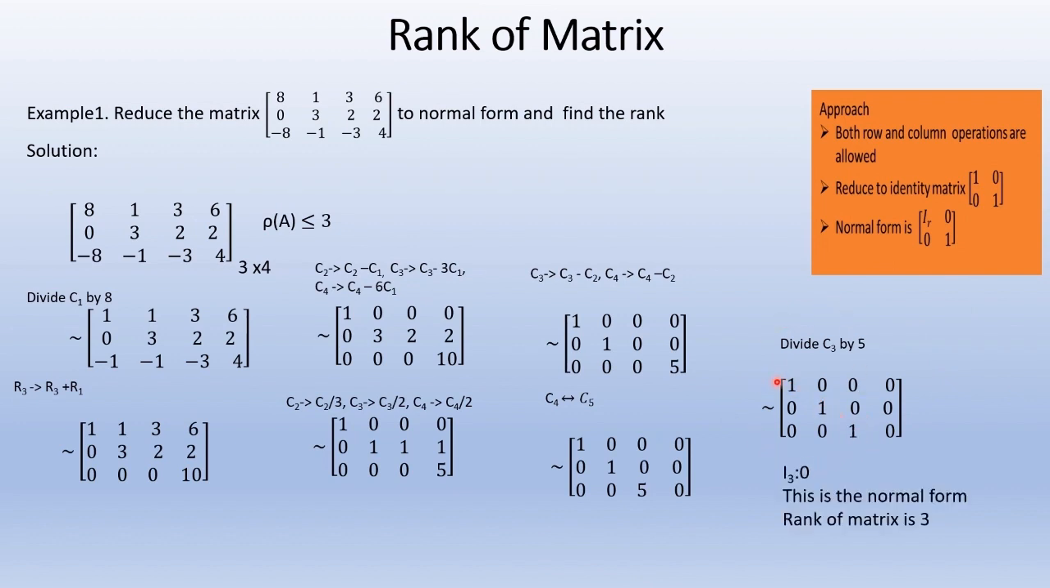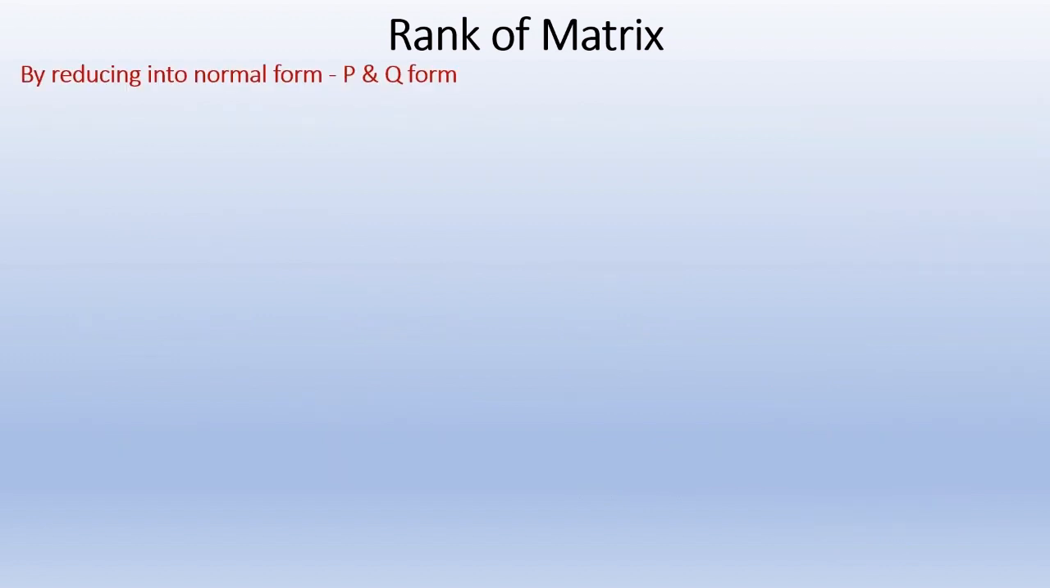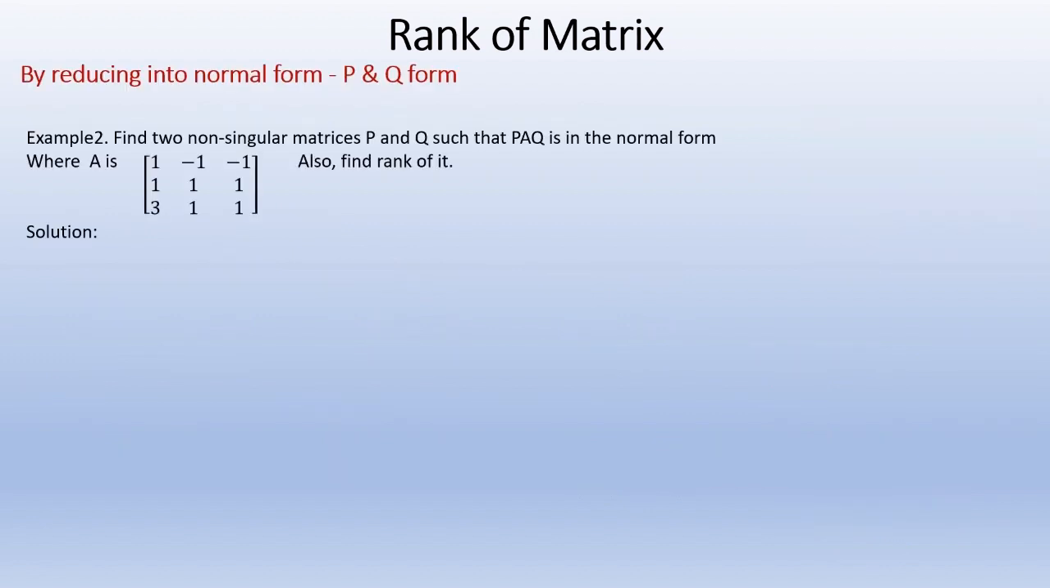By reducing into normal form, P and Q form. Example 2. Find two non-singular matrices P and Q such that PAQ is in the normal form, where A is this matrix. Also, find its rank. Solution. This matrix is of the order 3 by 3.